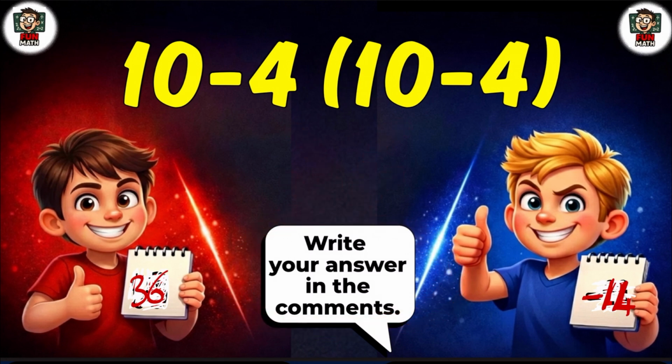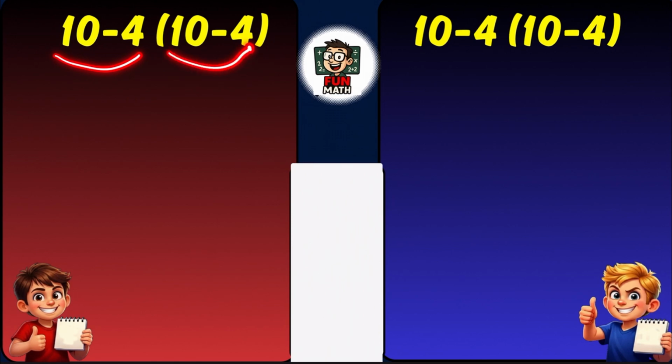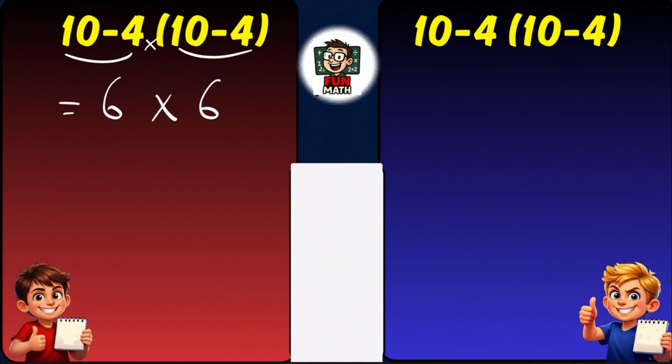Let's take a quick look at our question. Let's start solving the problem from the beginning. 10 minus 4 equals 6. Now let's do the multiplication. 6 times 6 equals 36.